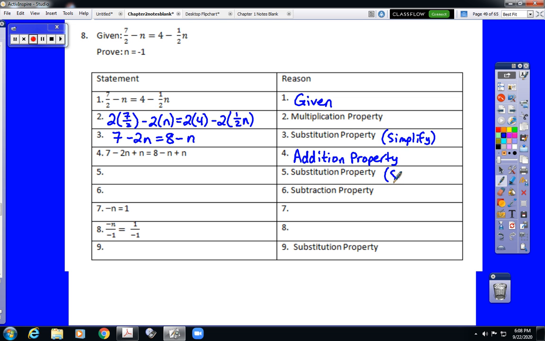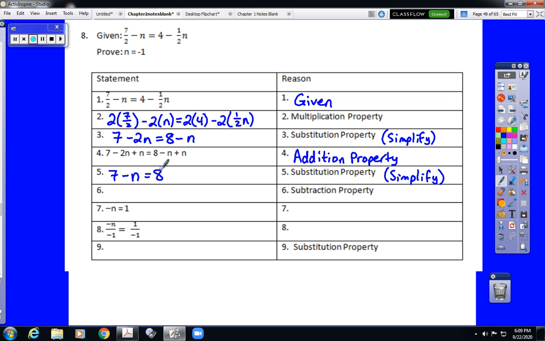That means step 5, first we show it in step 4, and then in step 5 we actually carry out that addition. We substitute to simplify. So on the left side of the equation, the 7 is still there, and we have negative 2n plus n, which is negative 1n, so 7 minus n. And on the right side, the negative n and the positive n cancel, leaving only 8.